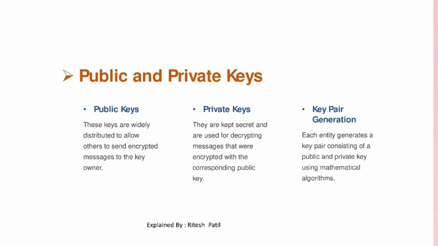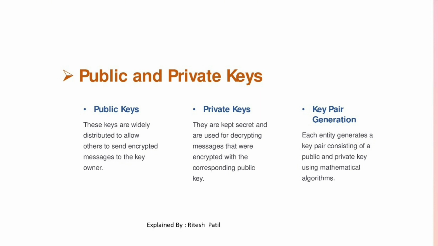Next one is the public and private keys used in the Diffie-Hellman. So let's start with the public keys. Public keys are widely distributed to allow others to send encrypted messages to the key owner. Means they can be accessible by anyone. Alice and Bob agree on two publicly known values. First one is a large prime number, and the second one is a primitive root.